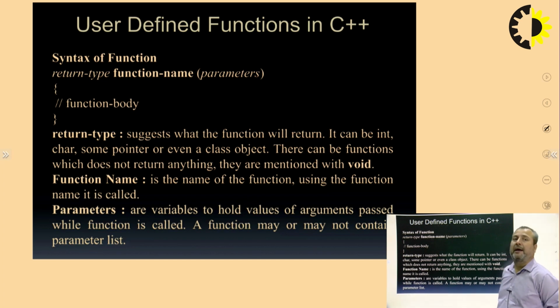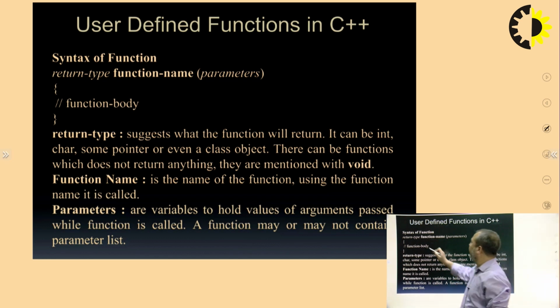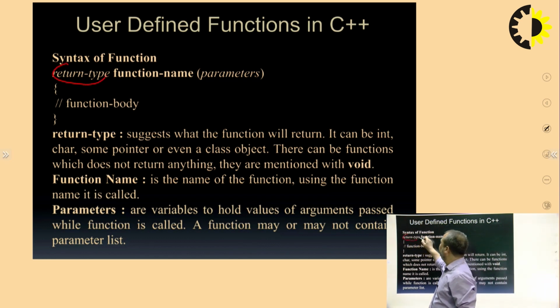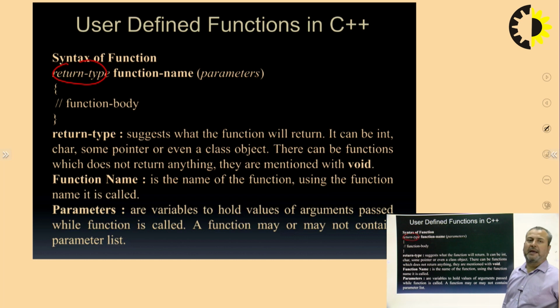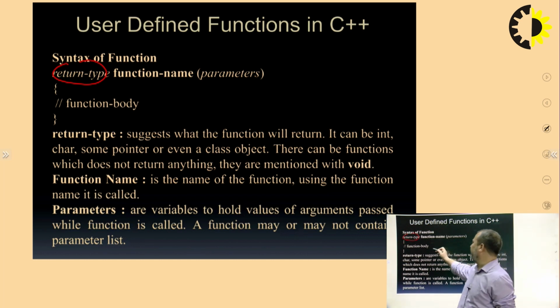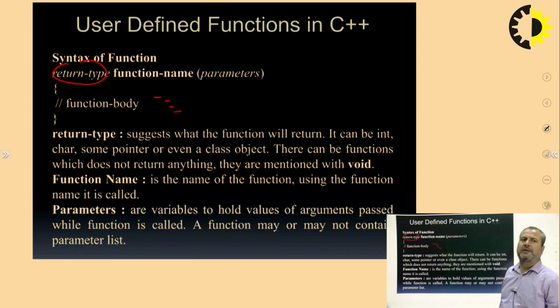How do we write a function? First we write the return type. The return type of the function means whether it is integer, float, character or some user defined data structure. Then the function name, then the parameters. Parameters means how many arguments, what type of arguments and so on. And this is the function body. The function body is whatever code you want to write, and you write it here.